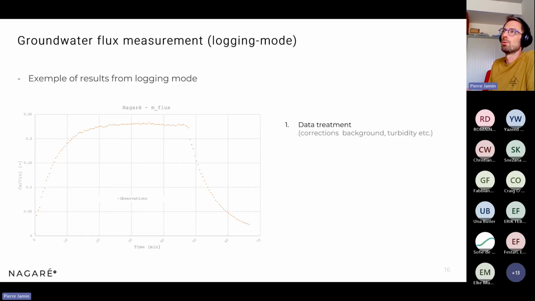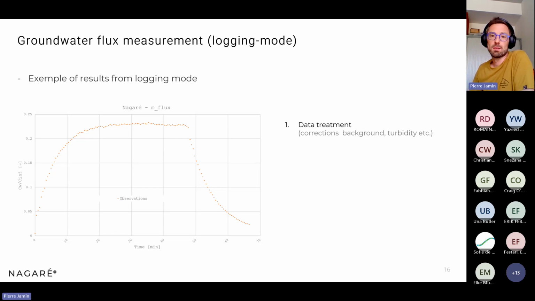So this is an example of the result in one of the intervals that we tested on one well. So this is the experimental data. Of course, you have the concentration versus time. You see at the beginning of the experiment that the concentration rises, then stabilized, and then we stop the injection of tracer and the concentration decrease back to the background.